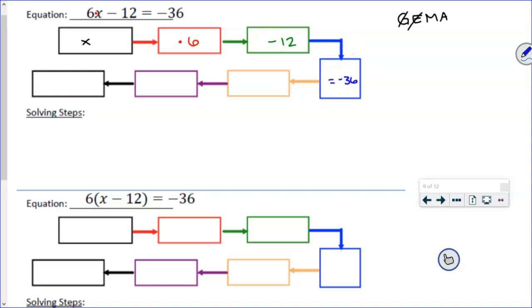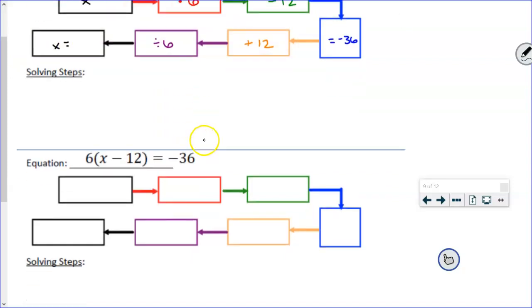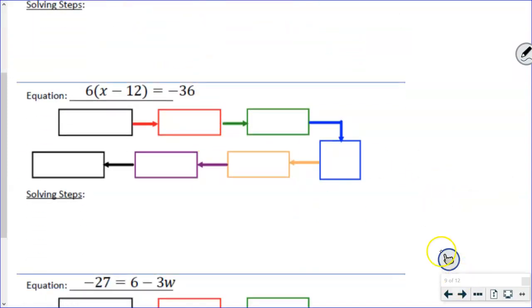And now we can build our flow map in reverse order to undo these things. I undo subtracting 12 by adding 12, and I undo multiplying by 6 by dividing by 6, and I end up with x by itself. Now let's compare that to the one below it, where, as Miley already pointed out, we do have grouping symbols.